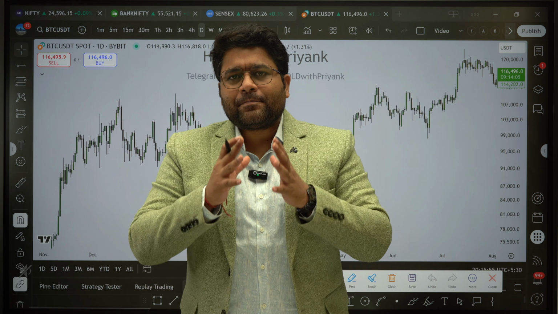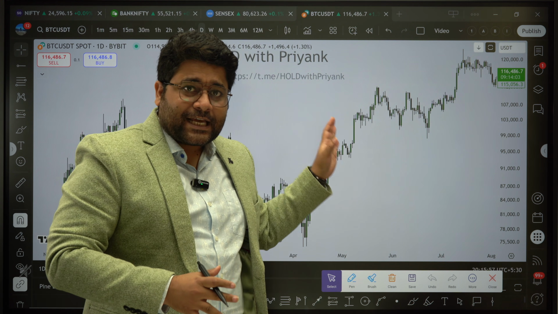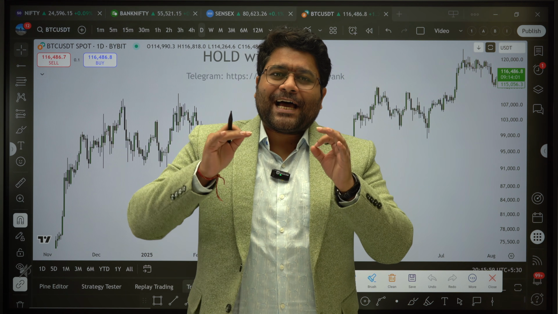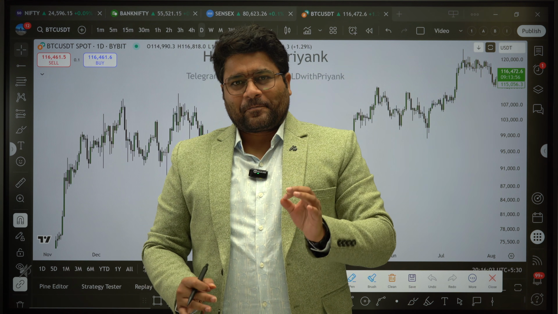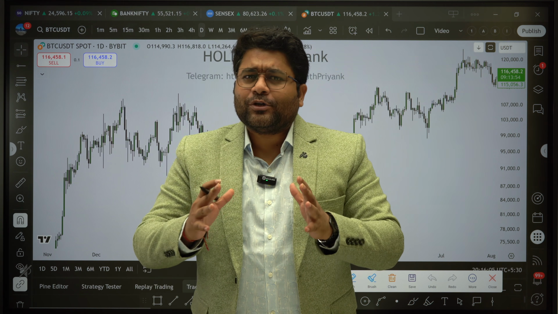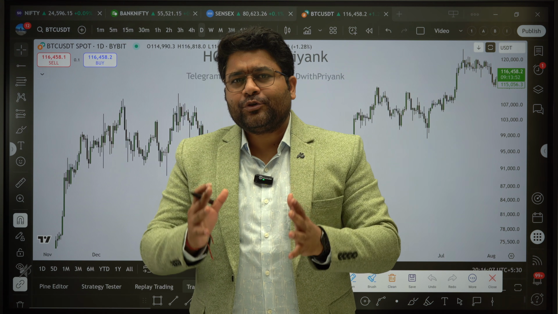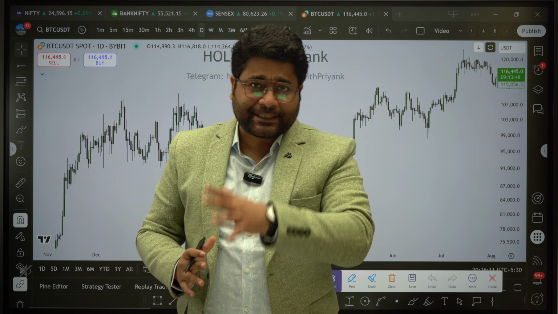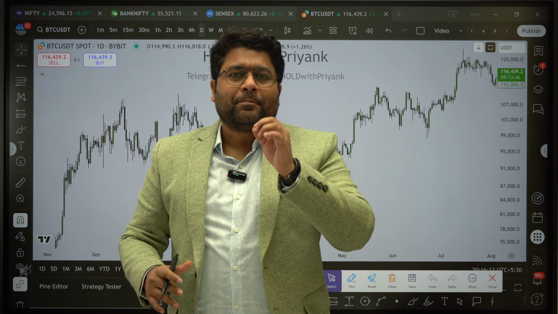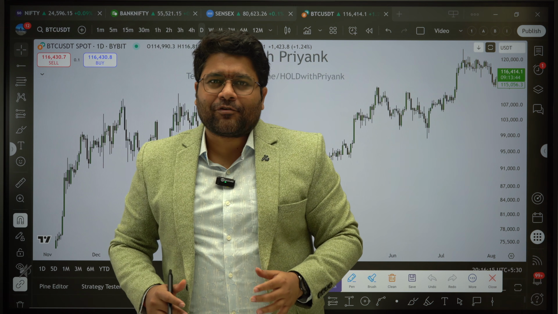It would be a complete naked chart with candlesticks only, and with the help of candlesticks you will be able to do trades. How are you going to learn it? I'm going to teach you. I'm going to tell you when you need to buy, when you need to exit, and how you need to manage your risk to reward ratio. How do you need to manage your trade? All these things will be covered in this video.